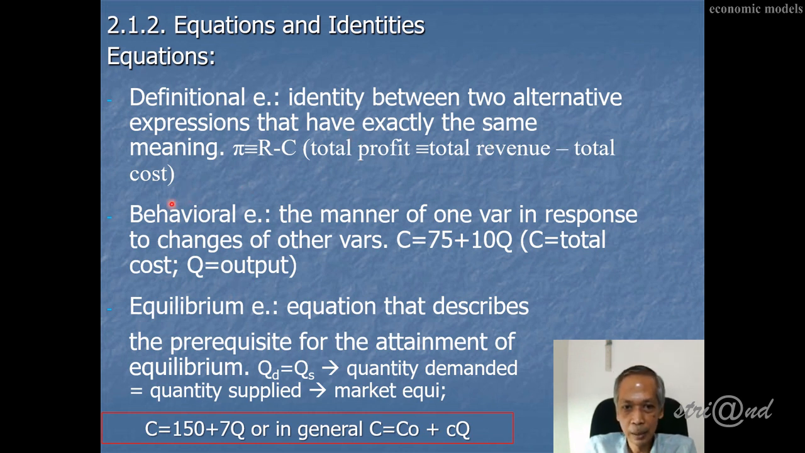It is different from a behavioral equation like the one in this example here. If the quantity increases by 1, the cost will increase not by 1, but by 7 times 1. So the behavior of the quantity will influence the cost, but not in the same way as we find in this definitional equation. Okay, let's see the next slide.